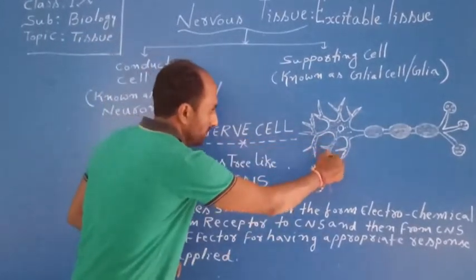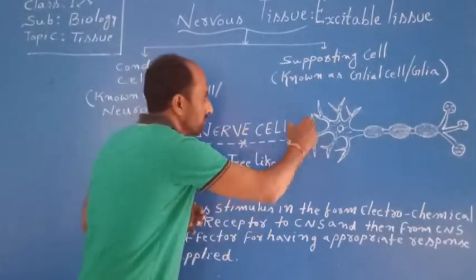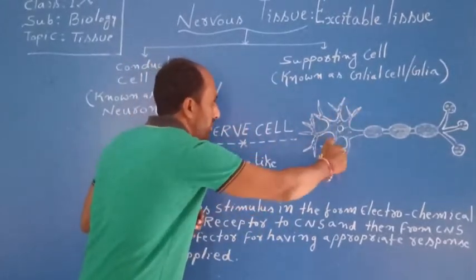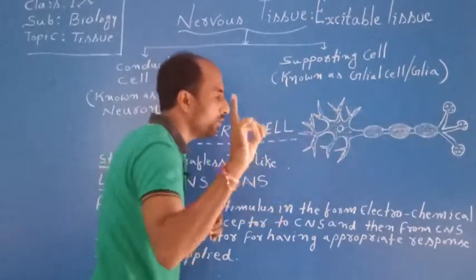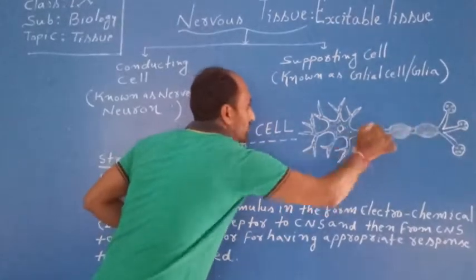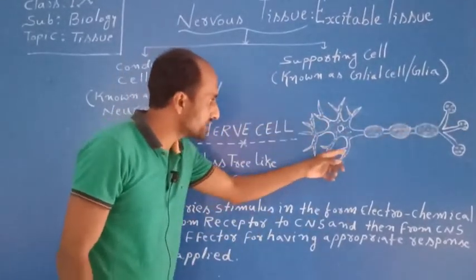Now, inside the center of the cytoplasm of the cell body is a very large nucleus, and in the cytoplasm there are small bodies known as Nissl granules, and those granules are rough endoplasmic reticulum.